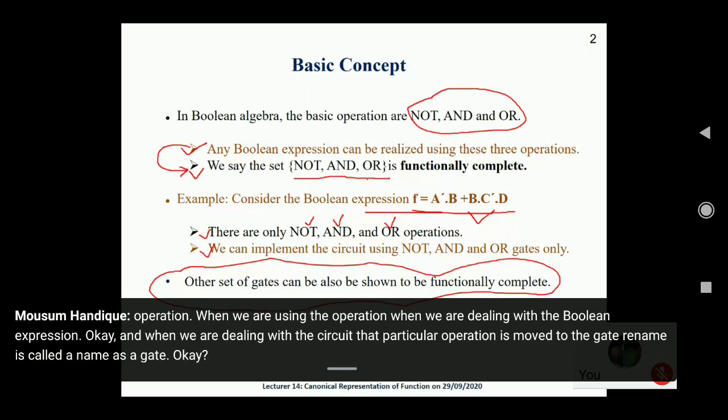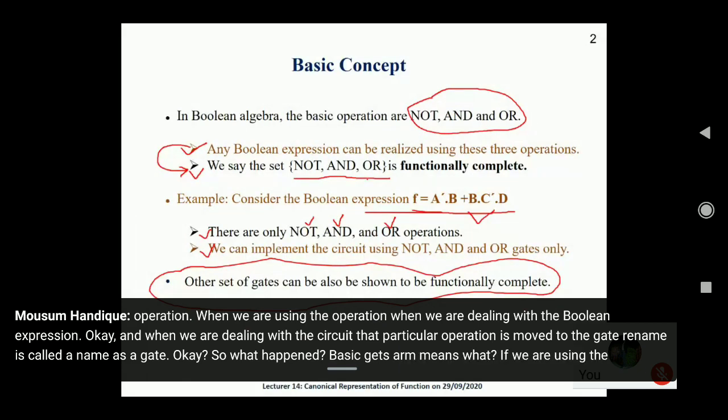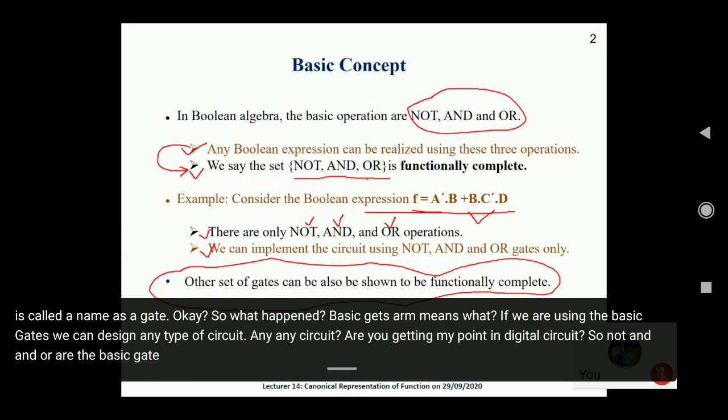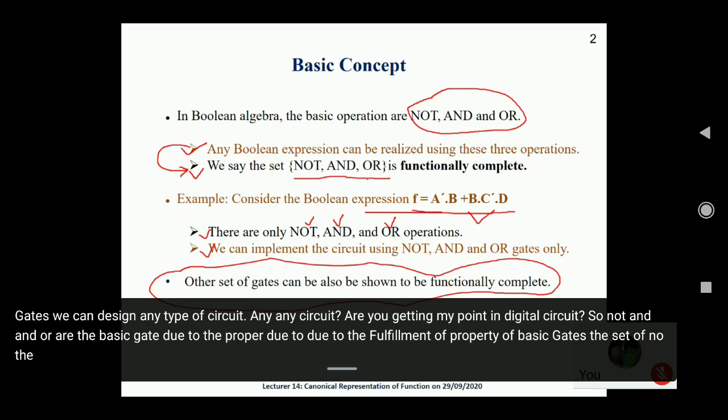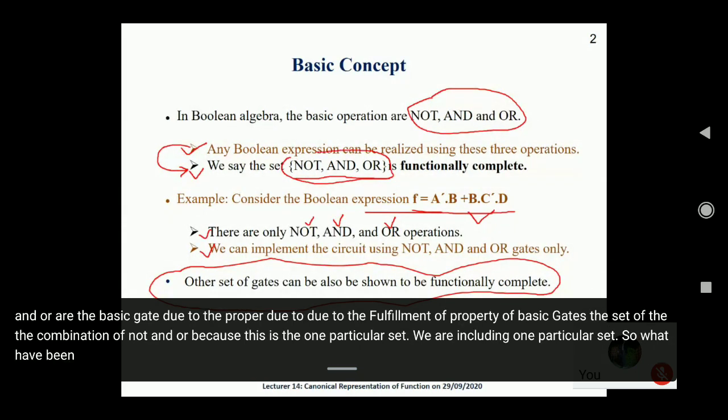So what happened? Basic gates mean what? If we are using the basic gates, we can design any type of circuit. Any circuit. Are you getting my point? In digital circuit, NOT, AND and OR are the basic gates. Due to the fulfillment of the property of basic gates, the combination of NOT, AND and OR, because this is one particular set, the set of gates is called functionally complete.